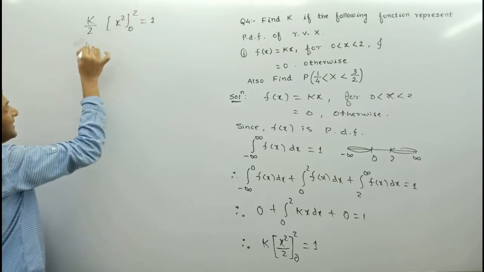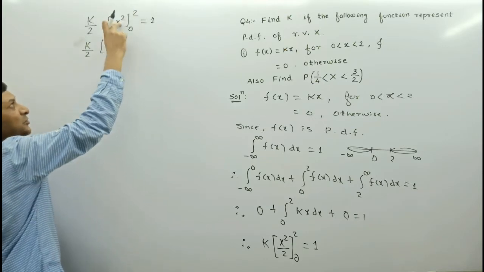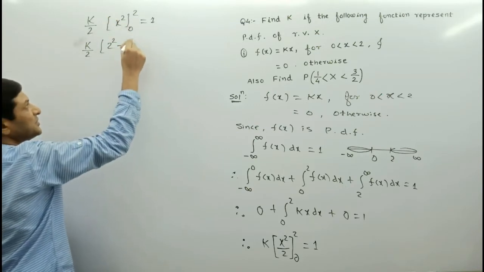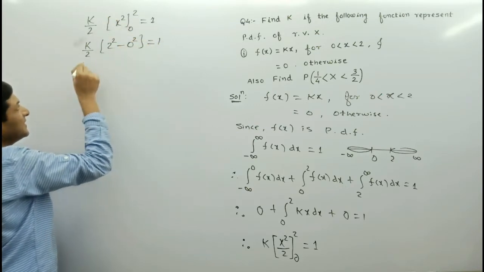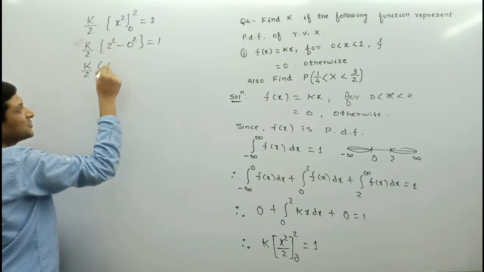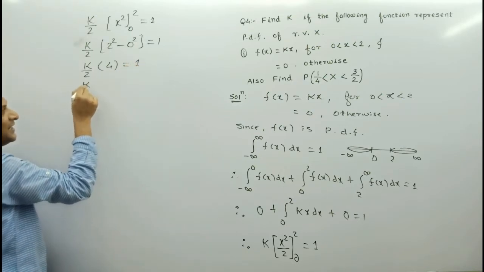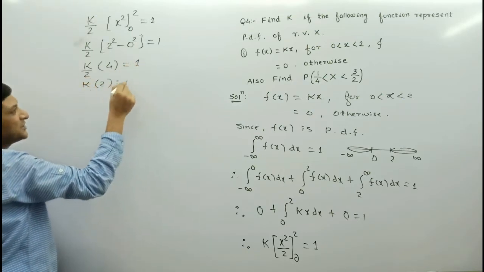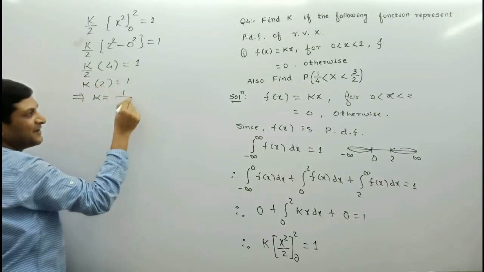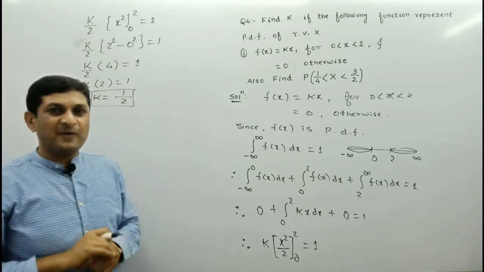Okay, so here k by 2, keep it as it is. First replace x by the upper limit, that is 2 square, minus then replace x by the lower limit, that is 0, so 0 square is 0. So here we will get k by 2, and 2 square is 4. 4 minus 0 will be equal to 4. On this side keep 1 as it is. So k times 4 by 2, which is 2k, is equal to 1, which implies that k is equal to 1 by 2. In this way we have got our first required value k.